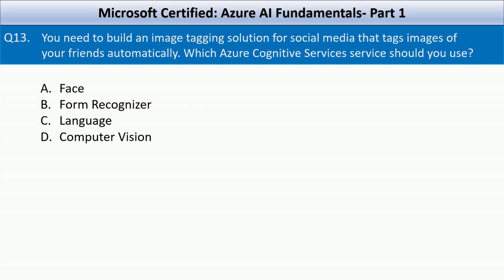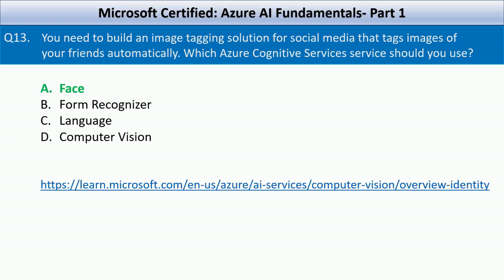Next question, friends. You need to build an image tagging solution for social media that tags images of your friends automatically. Which Azure Cognitive Services service should you use? Your options are face, form recognizer, language, and computer vision. Now, friends, Azure Face API is designed for facial recognition tasks, including detecting faces in images, identifying and verifying people based on facial features, grouping similar faces, recognizing individuals by comparing detected faces with a stored database.